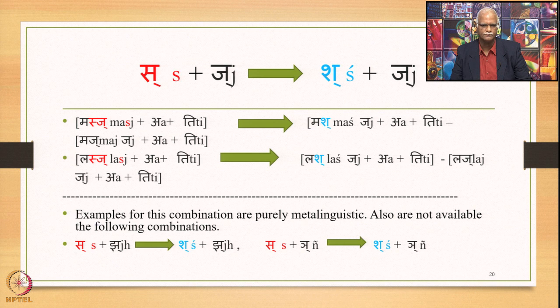Now we have sa plus ja as the input, and sh plus ja as the output. So we have masj plus a plus ti, and we are deriving the present tense form of the verbal root masj. So masj plus a plus ti, and here we have sa followed by ja, and so sa is substituted by sh over here. So we have mash plus j plus a plus ti, then this sh is changed to j by the other rules, and so we have maj plus a plus ti, that is majjati.